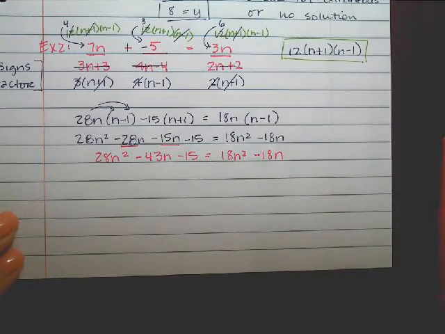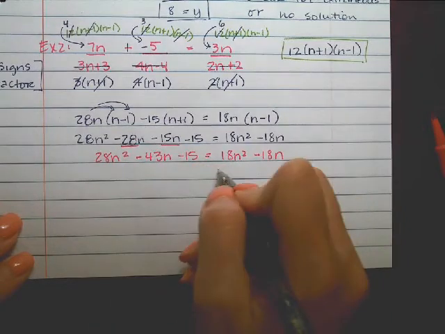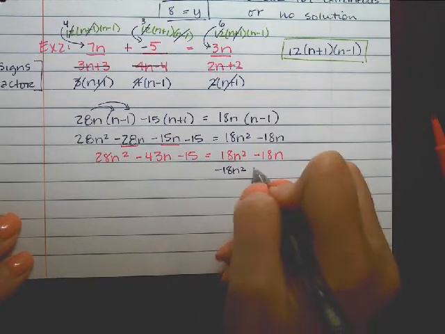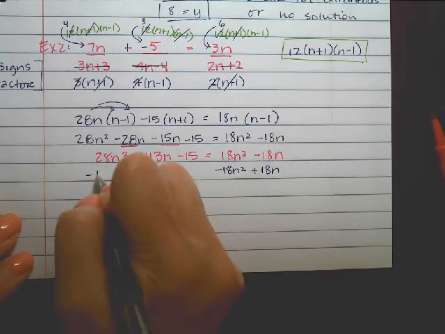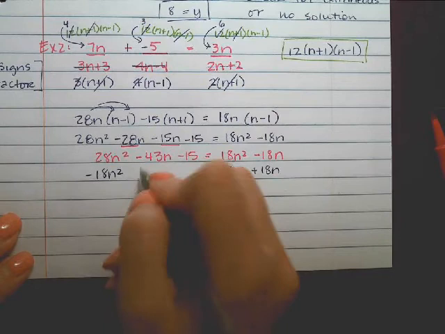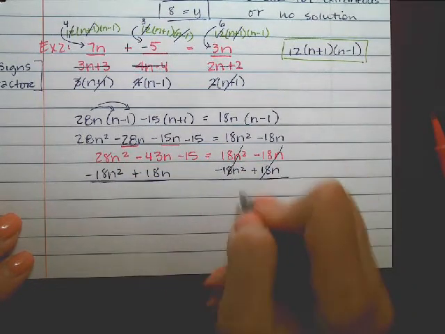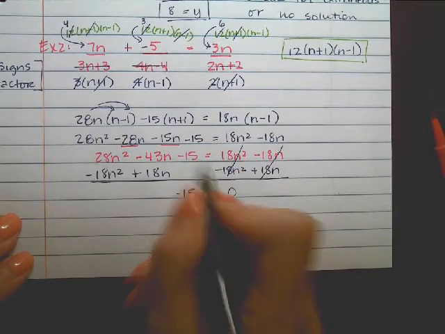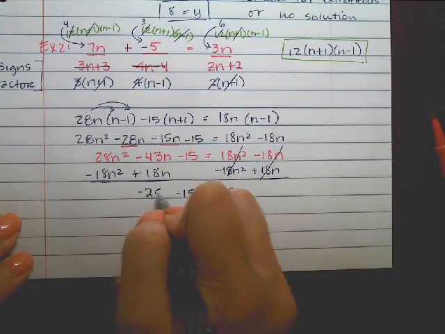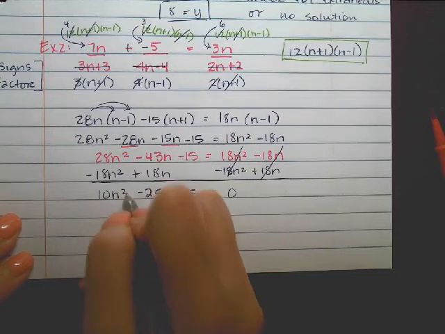All right, now we are going to set everything equal to 0 so that we can factor and find our solutions. So we need to bring all this over. So minus 18n squared and a positive 18n here. And minus 18n squared plus 18n. These will cancel out, leaving 0 over here. Bring down your negative 15. This becomes minus 25n, and this becomes 10n squared.